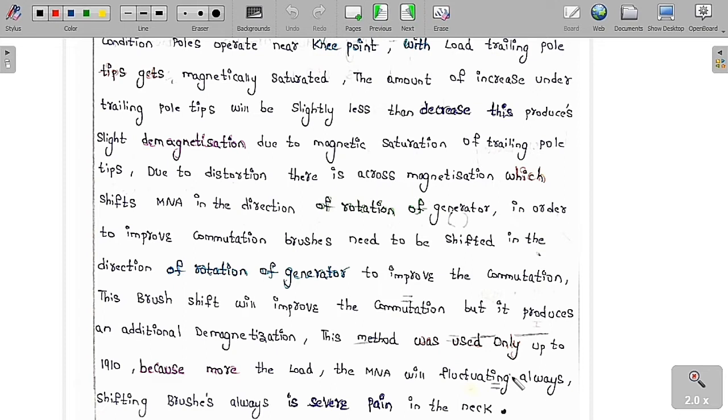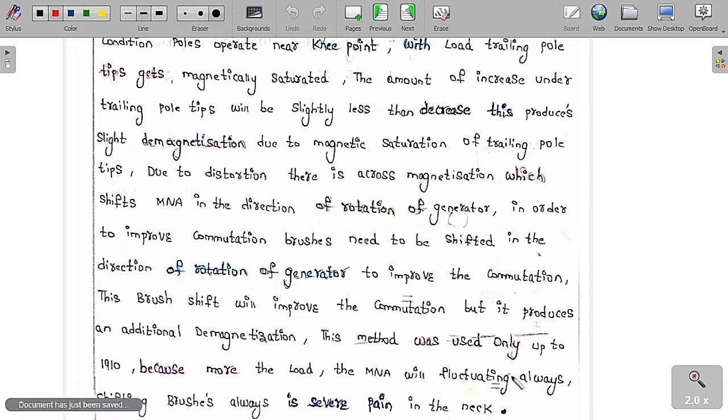But under the leading pole tips, the flux density decreases. The increase and decrease are equal. There is no net reduction, but under practical conditions, poles operate near the knee point. So with the trailing pole tips getting magnetically saturated, the amount of increase under the trailing pole tips will be slightly lesser than the decrease. This produces slight demagnetization due to magnetic saturation of the trailing pole tips.